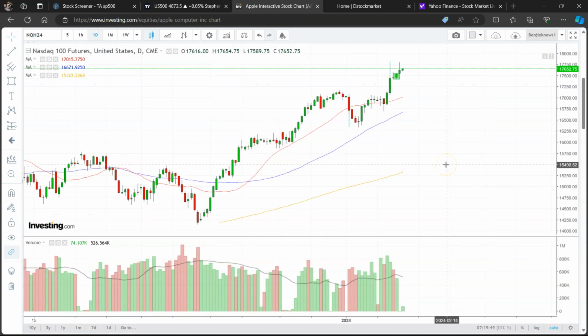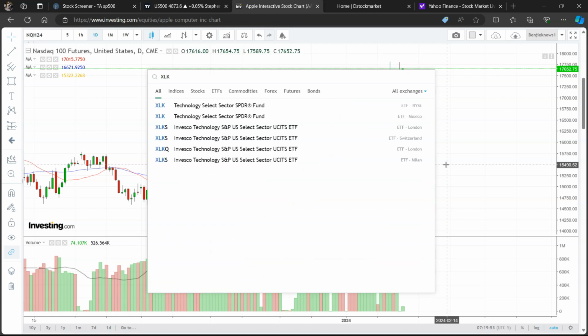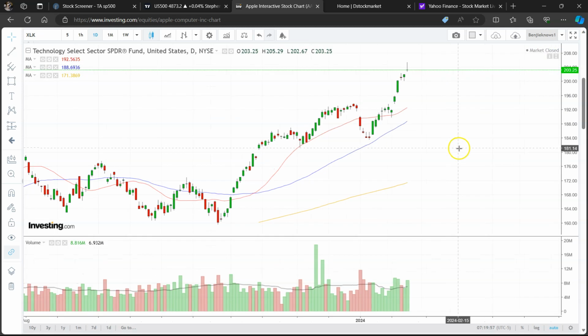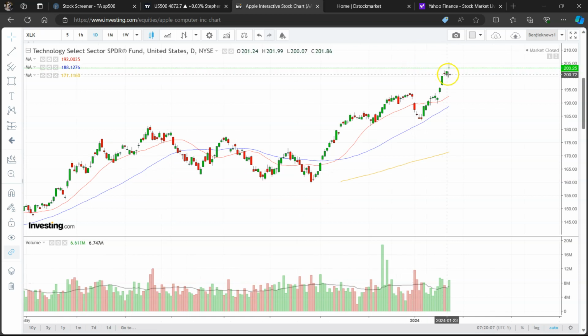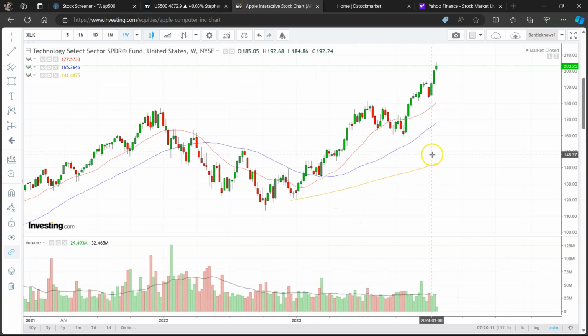Now I think it's time for us to have a look at a few sectors. First of all, let's take a look at the technology sector. The technology sector has been on a tear. It just shot up like this. A little topping tail here shows that it has run up too fast. But if you look at the weekly chart, it's in an uptrend, very nice.